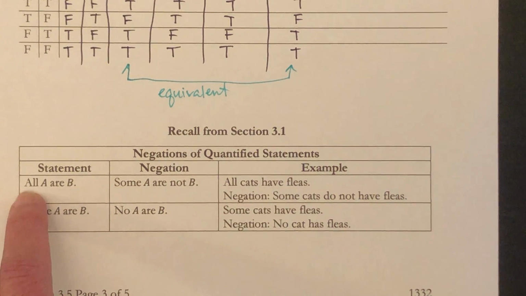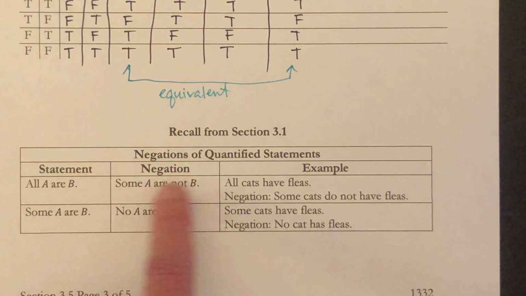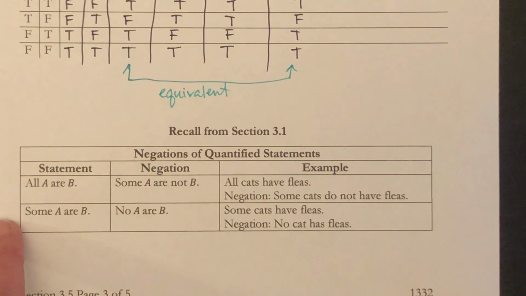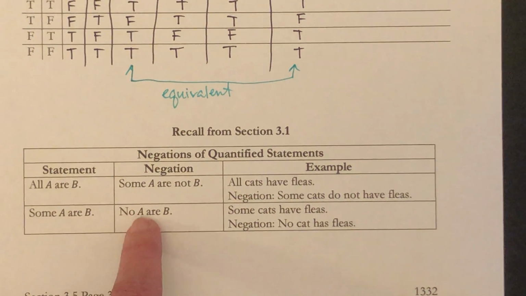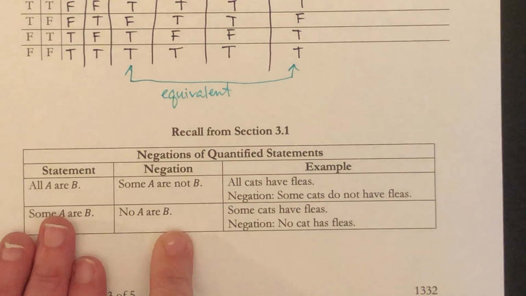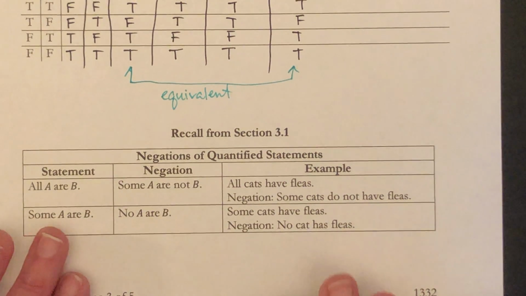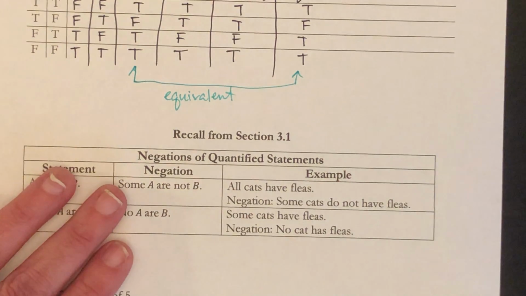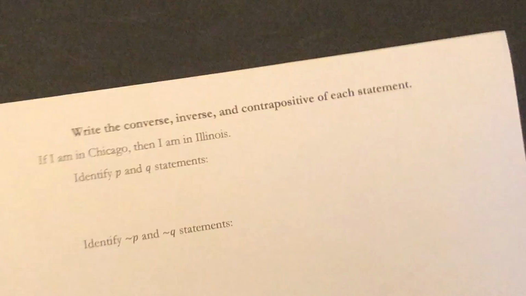So if you have all A are B, its negation is some A are not B. Some A are B, and then no A are B. So these are your negations. We need to remember that so that we can use that to do these problems.